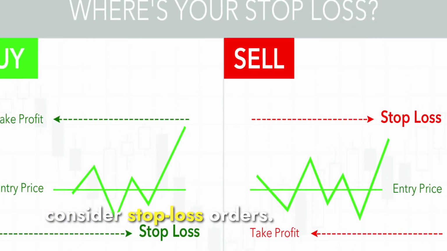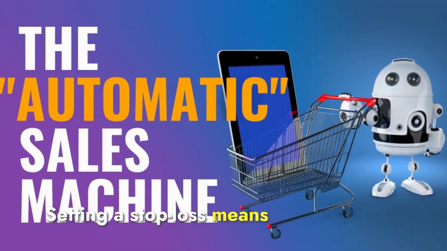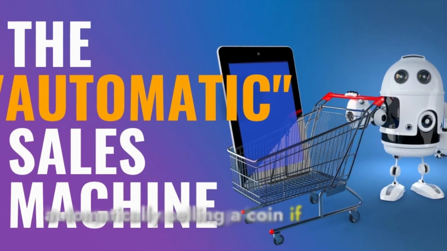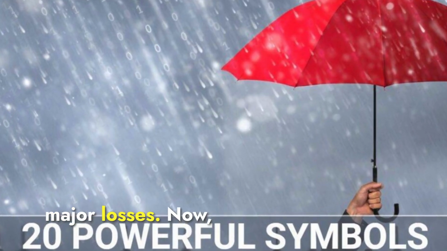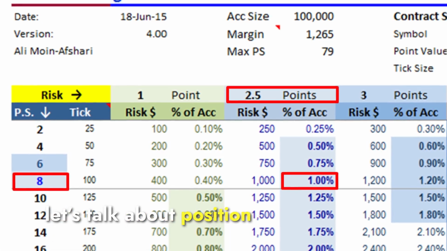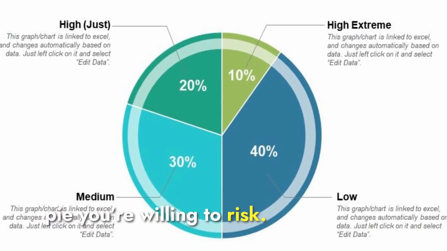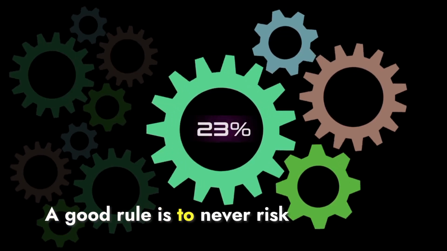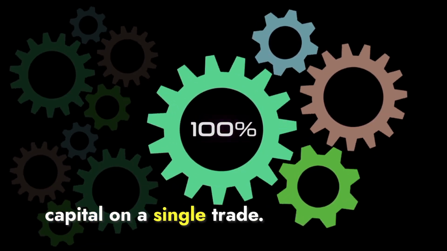Next, consider stop-loss orders. Picture a safety switch. Setting a stop-loss means automatically selling a coin if it drops to a certain price. This protects against major losses. Now let's talk about position sizing. Think of it as how much of your pie you're willing to risk. A good rule is to never risk more than 1-2% of your total capital on a single trade.